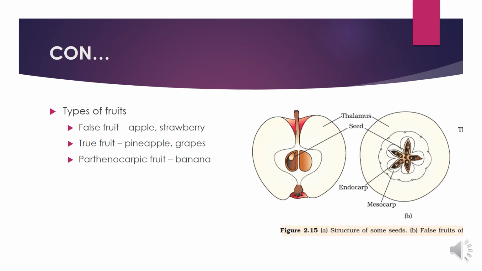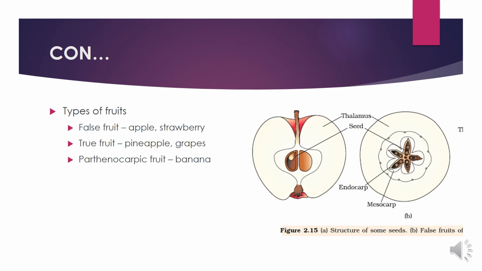There are three types of fruit: false fruit, true fruit and parthenocarpic fruit. First of all, we will discuss false fruit. In a few species such as the apple, strawberry and cashew, you can see in the diagram, the thalamus also contributes to fruit formation, and these types of fruits are called false fruits. Next one is true fruits. Most fruits, however, develop only from the ovary, and this type of fruit is called a true fruit.